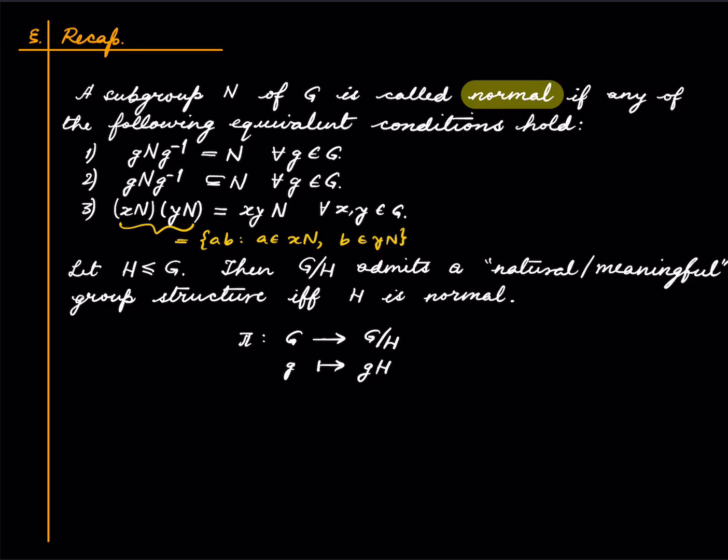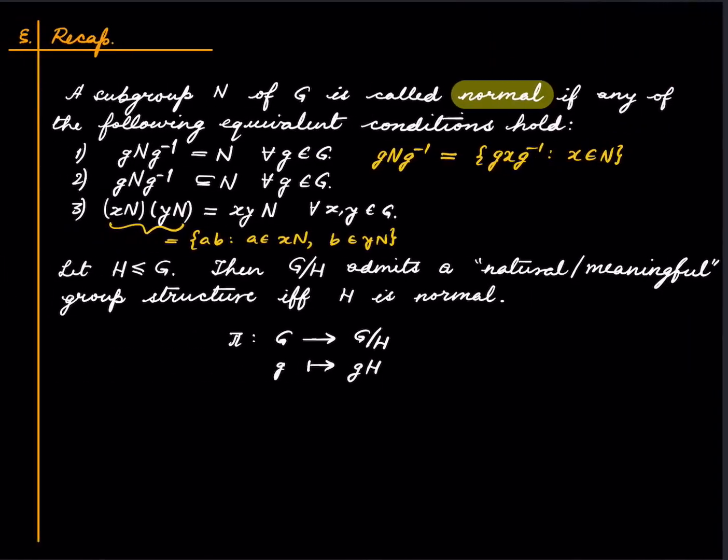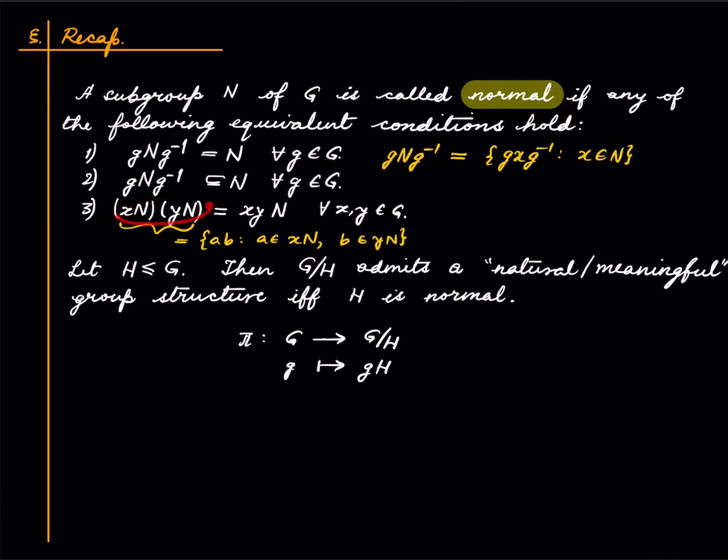So we defined a subgroup N of a group G as normal if any of these three equivalent conditions are satisfied. These two things I'm sure we understand. So what is gN and Ng inverse? gNg inverse is just a notation for this set, right? And the last one, this thing is the notation for that particular subset of the group. So these three conditions we saw.